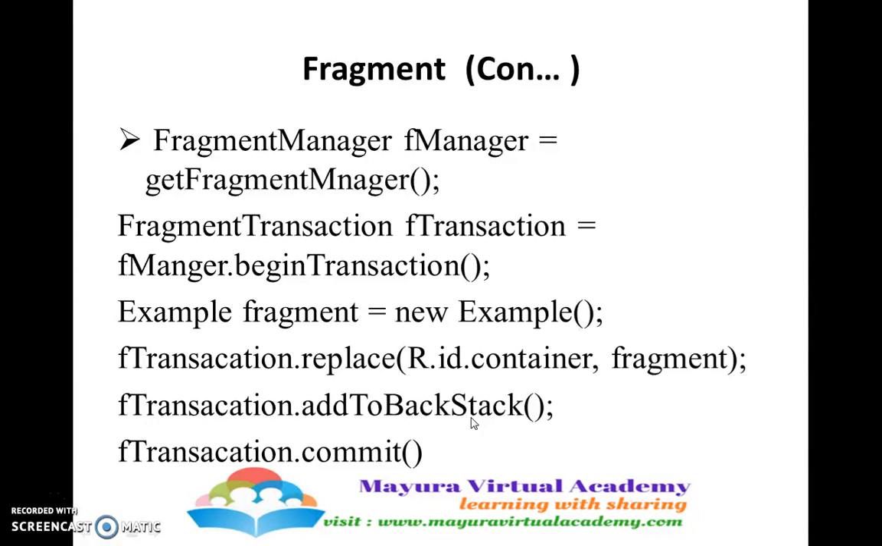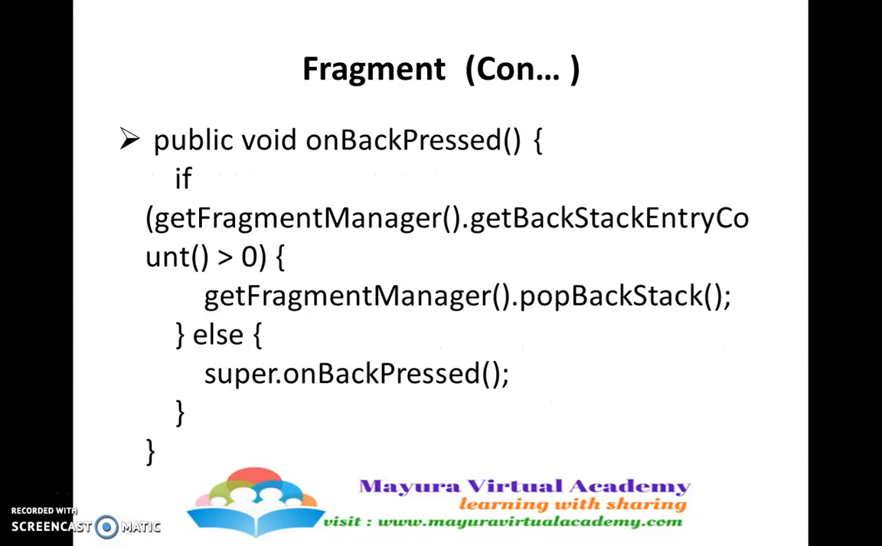Once the fragment is added, you need to commit, so fragmentTransaction.commit will be called so that the fragment will be added into that container. Once it is added into the stack, whenever the user clicks on the back button, we need to retrieve the stack. So we'll be overriding the onBackPressed method. In that we'll be checking if any entry is there in the back stack. If it is greater than 0, we'll be popping up the fragment that is added into the stack. Otherwise we'll be using the super method that is already present.